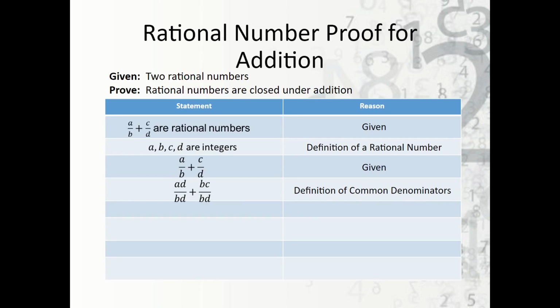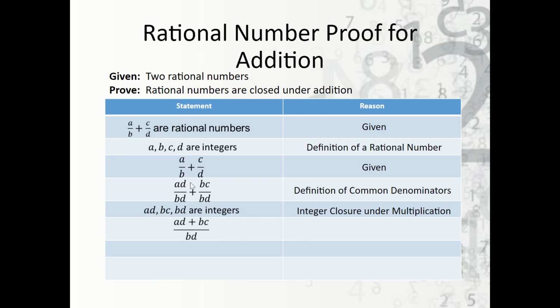Now from that, we need to be able to recognize that AD, BD, and BC are all integers. And how do we know that they're integers? Well, because we know that integers are closed under multiplication. So that's our reason. So we know that this is an integer, this is an integer, and this is an integer. So far, even though we changed these and have common denominators, we haven't changed the fact that we have rational numbers. We're still adding two rational numbers together.